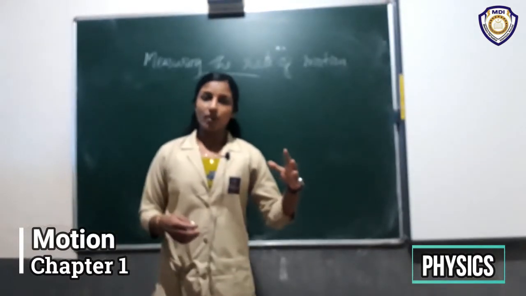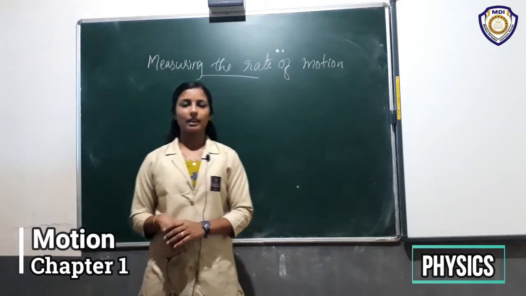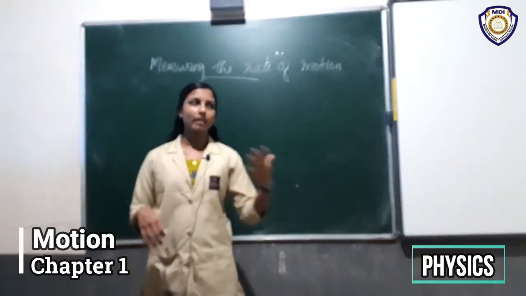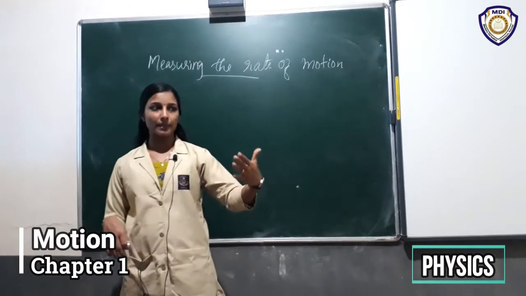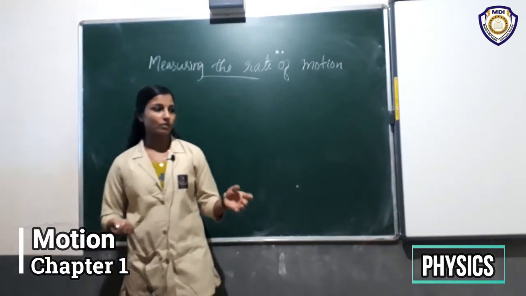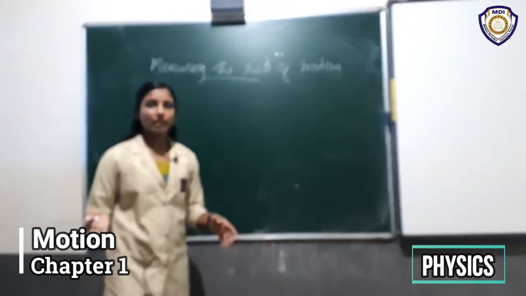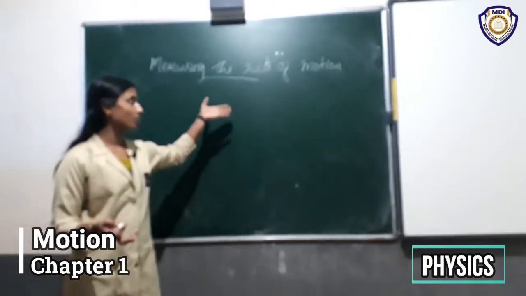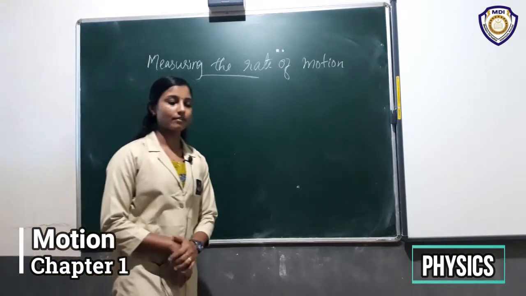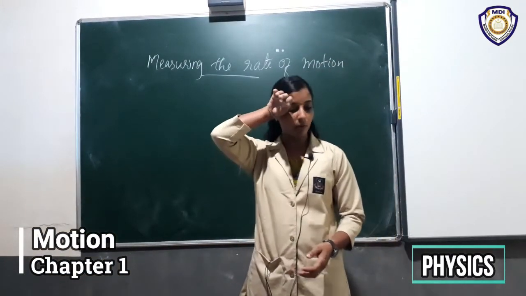The rate of flow of water means flow of water per unit time. Like that, the rate of speed means speed per unit time. Rate of what else? Rate of motion. Here we have to discuss rate of motion, and how we can measure the rate of motion.